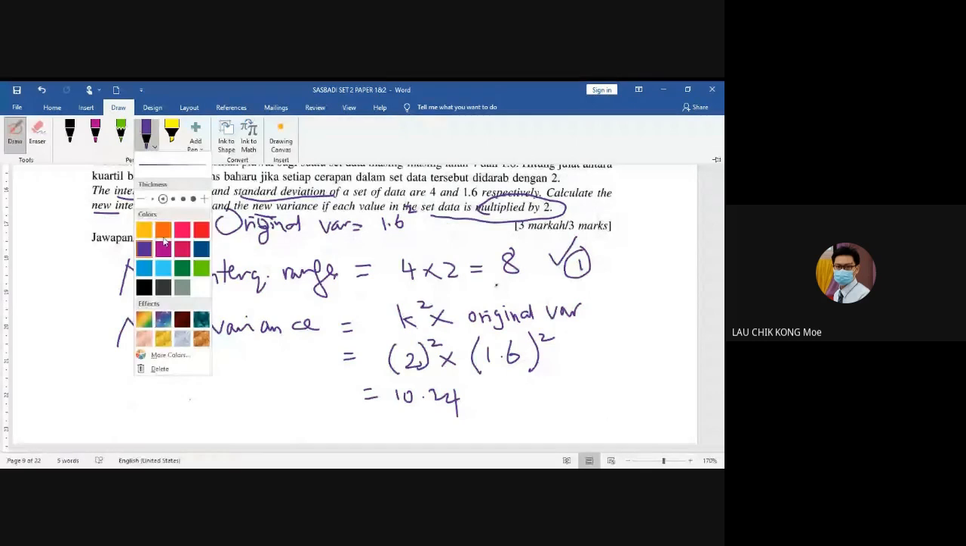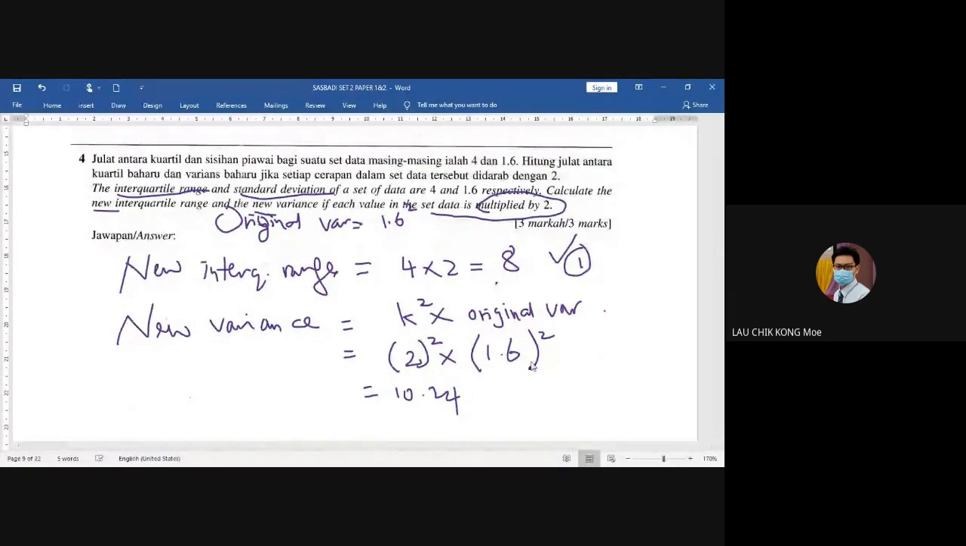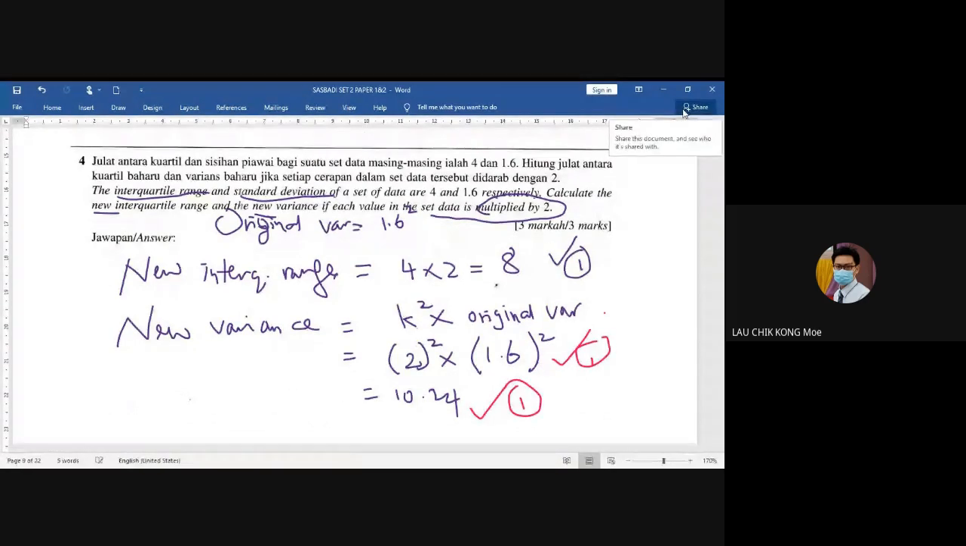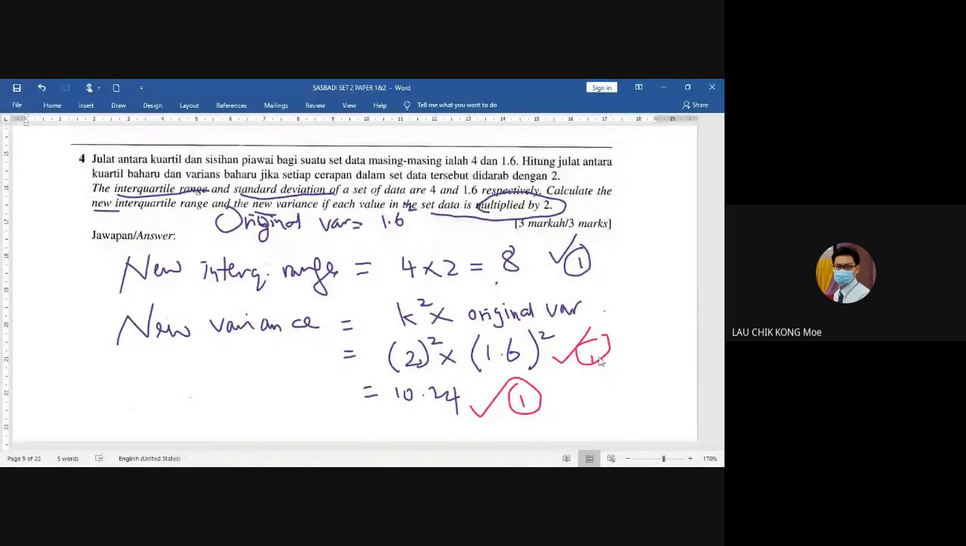Okay, so how to give the mark? I let you know. You can find this one is 1 mark and this one is 1 mark. Okay, 1 mark, 1 mark. So ada pelajar dia buat 1.6 square but dia tidak buat 2 square. So tidak dapat lah. I think many students already forgot how to get the variance. Variance are the square.